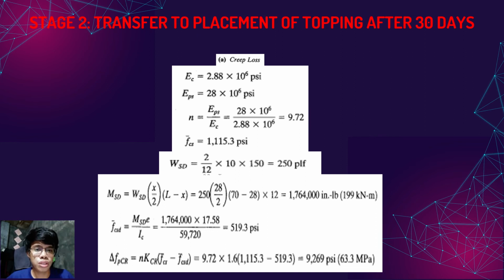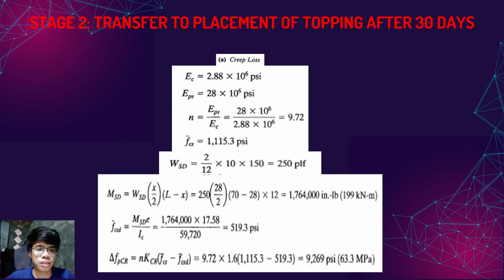So we also have to solve for the intensity of 2-inch normal weight concrete topping. So the weight due to the normal weight concrete is 2 divided by 12 times 10 times 150, which will get us 250 PLF. So the moment due to the 2-inch topping is 1,764,000 inch pound. And solving for the FCSD bar, we get 519.3 PSI.